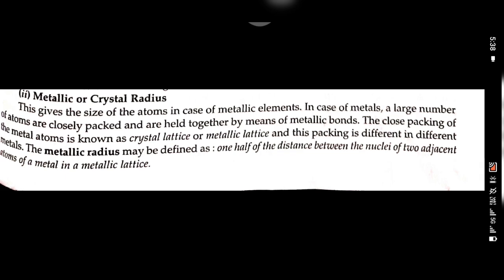Metallic or crystal radius. This gives the size of atoms in the case of metallic elements. In metals, a large number of atoms are closely packed and are held together by means of metallic bonds. The close packing of the metal atoms is known as crystal lattice or metal lattice, and this packing is different in different metals. The metallic radius may be defined as 1/2 of the distance between the nuclei of two adjacent atoms of a metal in a metallic lattice.